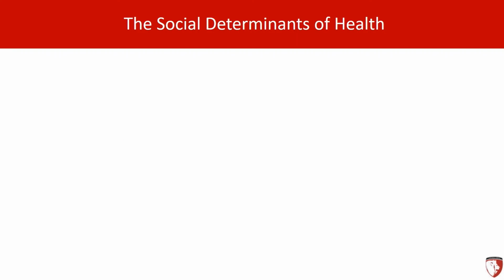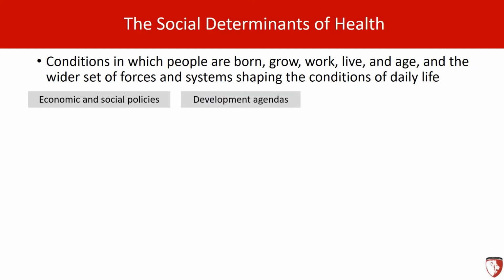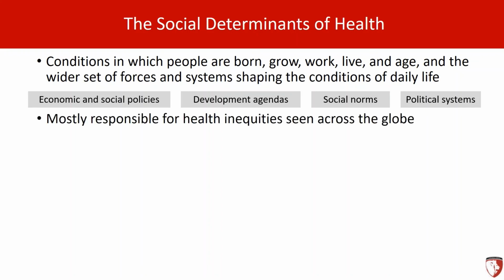The social determinants of health are the conditions in which people are born, grow, work, live, and age, and the wider set of forces and systems shaping the conditions of daily life, including economic and social policies, development agendas, social norms, and political systems. Shaped by an unequal distribution of money, power, and resources at global, national, and local levels. The social determinants of health are mostly responsible for health inequities seen across the globe.